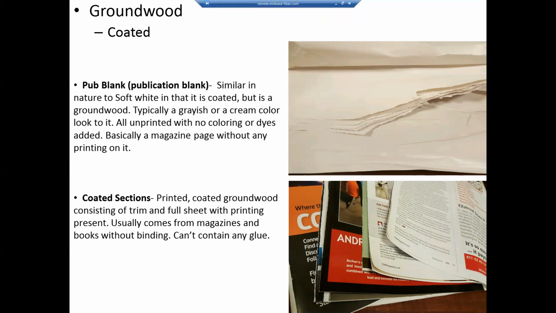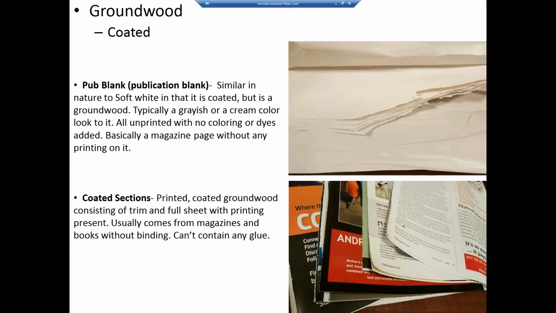To test this, use a groundwood pen. If it is taking a while to show color, you may want to tear the paper and use the pen on the torn fibers. This should be quicker and yield a more accurate result. Again, since pub blank is a groundwood, it should have a slightly more gray or cream color appearance to it. There should be no dyes or colorings on it.